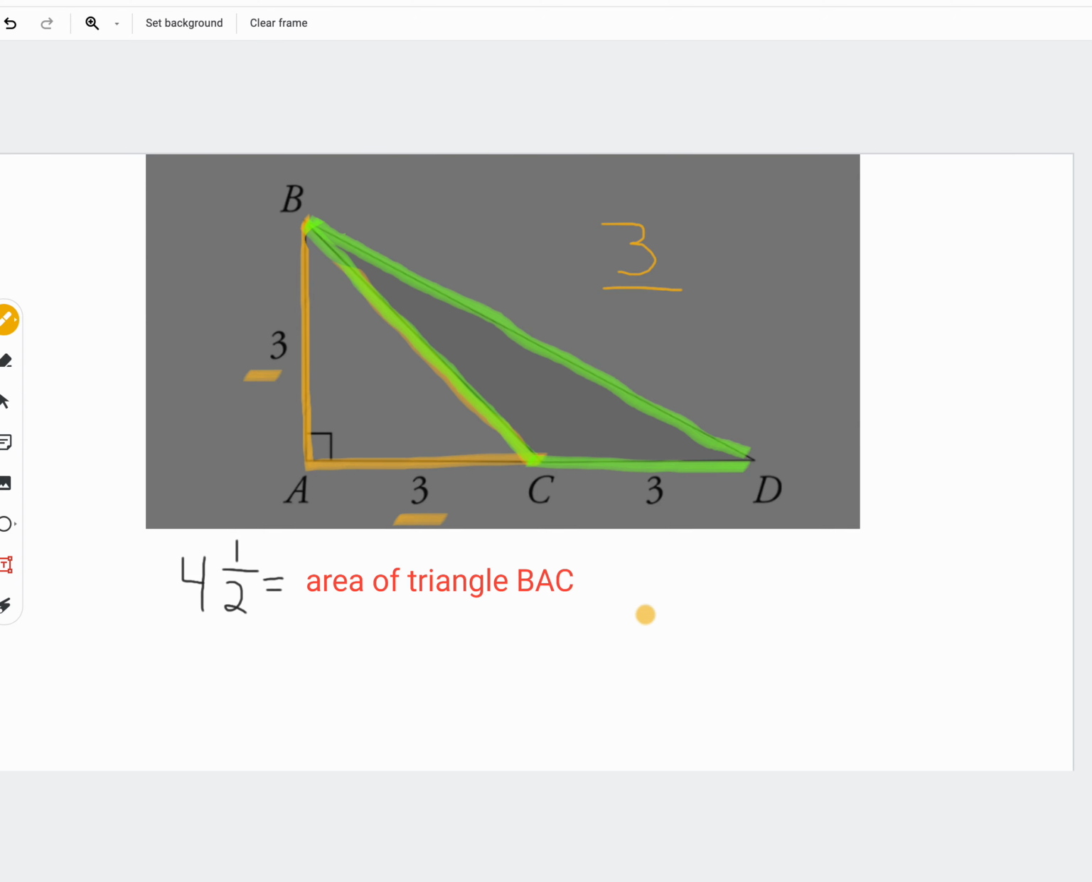So the height of triangle BCD is exactly the same height as BAC. We don't need to worry about drawing lines around the shaded triangle. We just need to figure out how high its point is from the ground. So for the base of triangle BCD, we'll use the same formula, 1/2 times 3 times 3 to give us 4.5. The area of BCD also is 4.5.